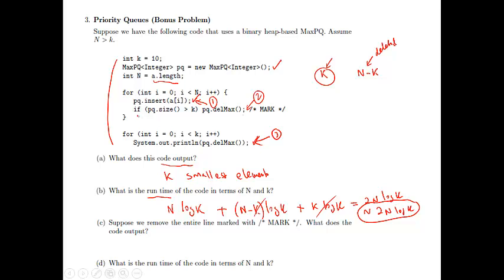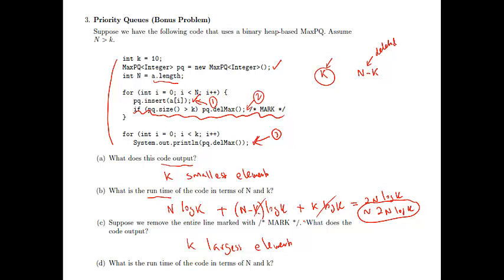So suppose we remove this line here. What will happen? If you remove the line, then you insert n things into a priority queue. Since you're not deleting, your priority queue remains size n. And then we delete k of these things. So you're going to get the k largest elements. So if you remove that line, you'll get the k largest elements of the list of n things. So what's the runtime?